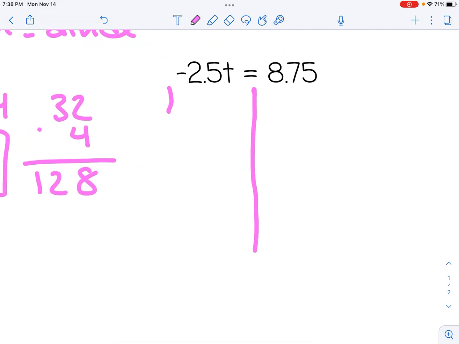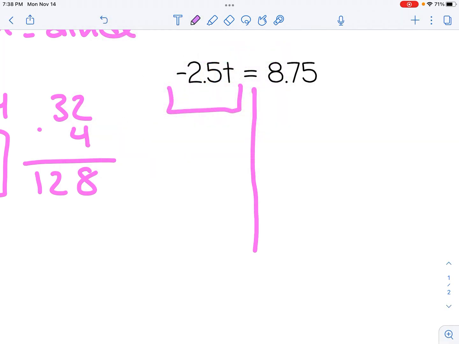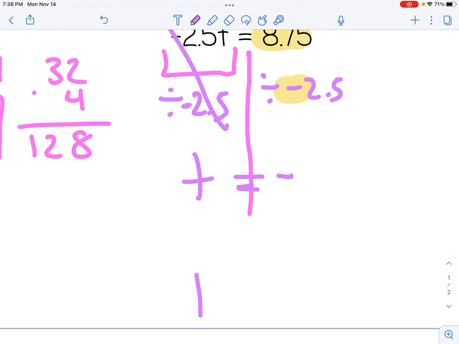Draw your line down. When a number is right next to a variable, it means to multiply. To undo multiplication, we are going to divide. So we're going to be dividing by negative 2.5. Cancels out. So we're left with t. A positive and a negative. Our answer is going to be negative. I like to do that first so I don't forget. On the outside of my division house is what I'm dividing by.